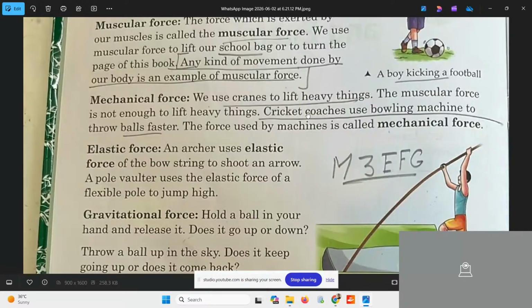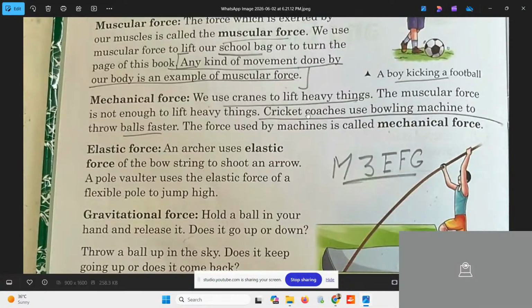So, what is the definition of a mechanical force? The force used by a machine or given by machines is called mechanical force. Very simple definition: the force provided by a machine is called mechanical force. Don't get confused by simple machine or complex machine. A machine is a machine. The force applied by machines is called mechanical force.